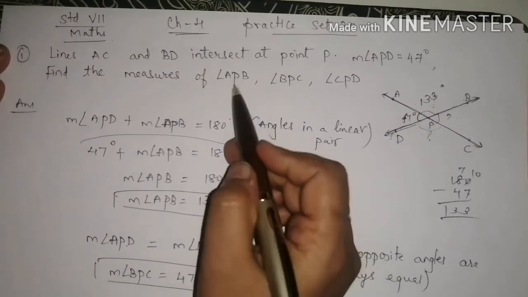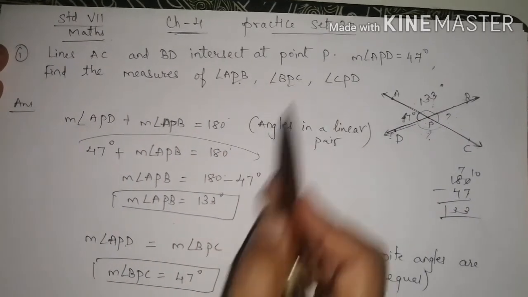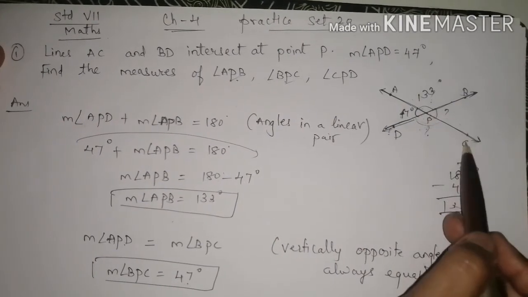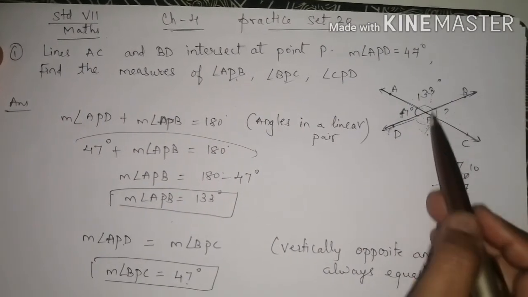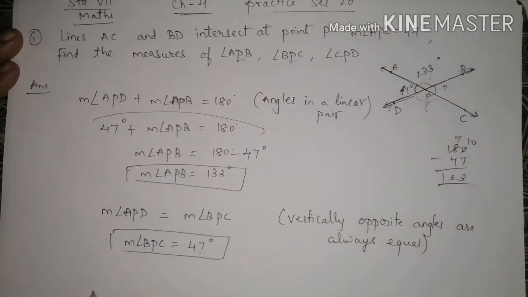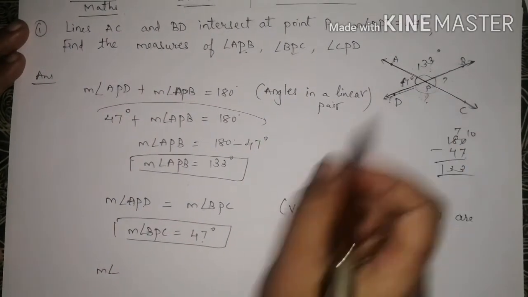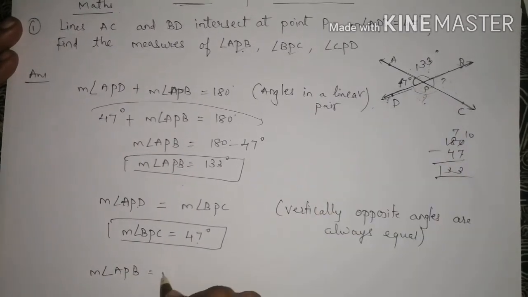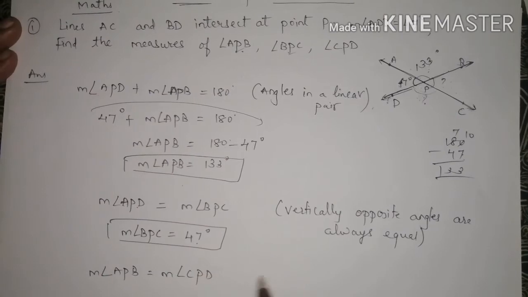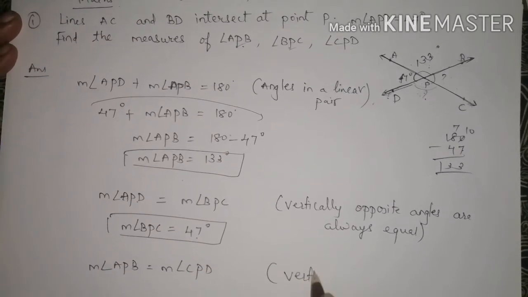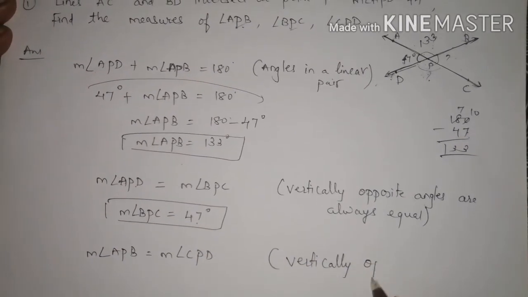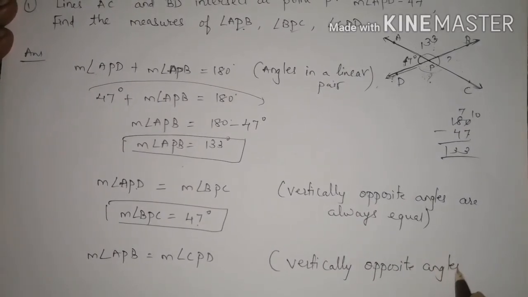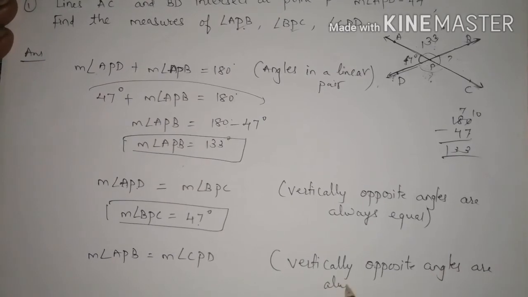We got BPC. APB we got 133. BPC also we got 47. Now CPD. APB and CPD are both vertically opposite angles, so they are equal. So we'll write that measure of angle APB is equal to measure of angle CPD. Why are they equal? Again, they are vertically opposite angles, and vertically opposite angles are equal. So we'll write again the reason: vertically opposite angles are always equal.